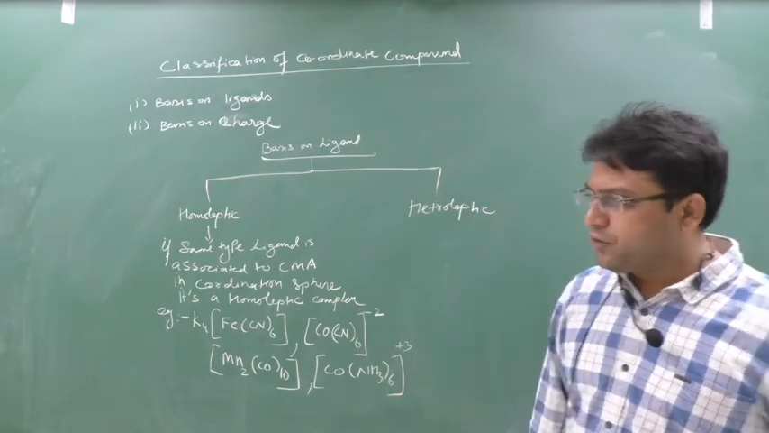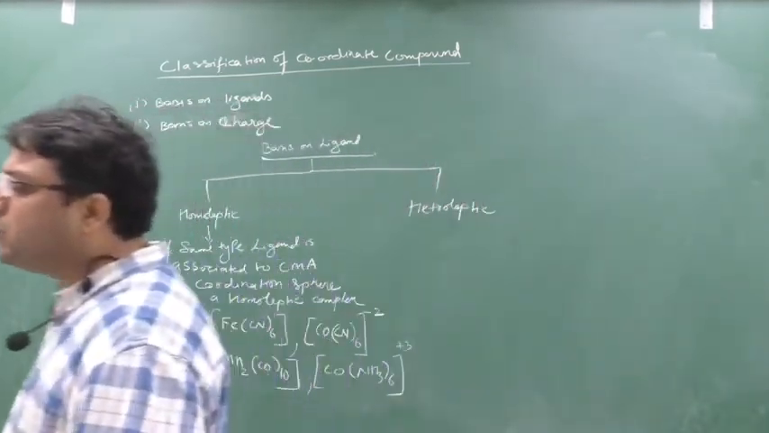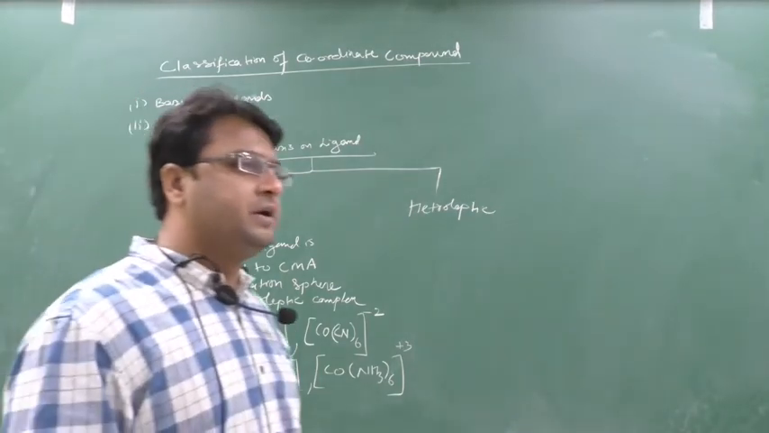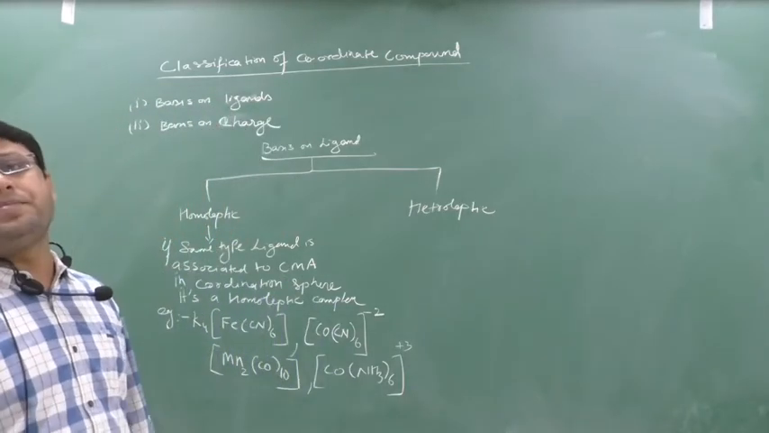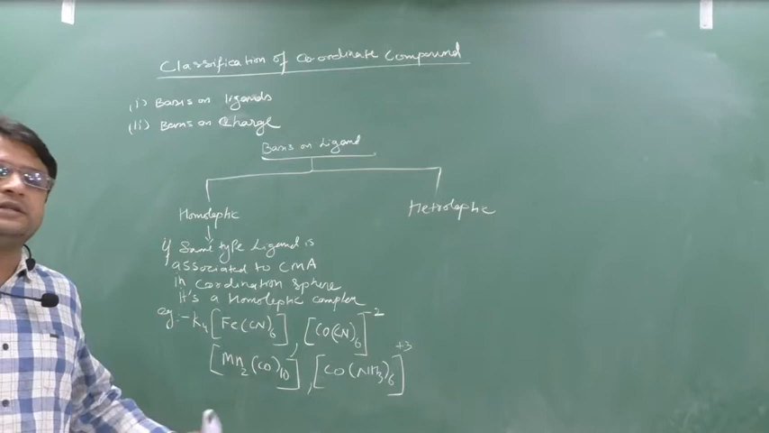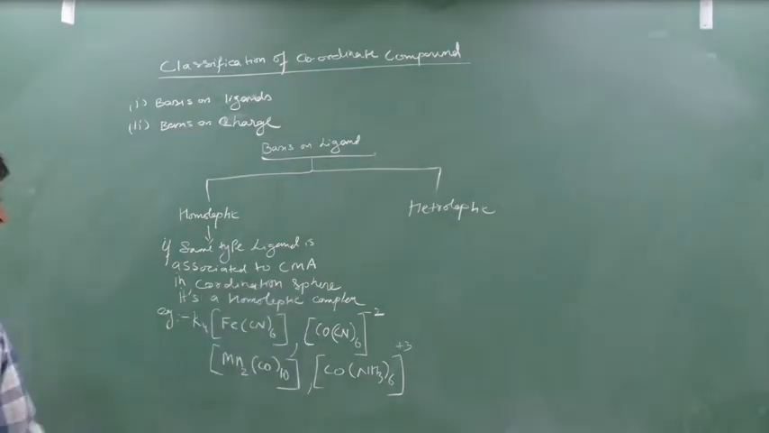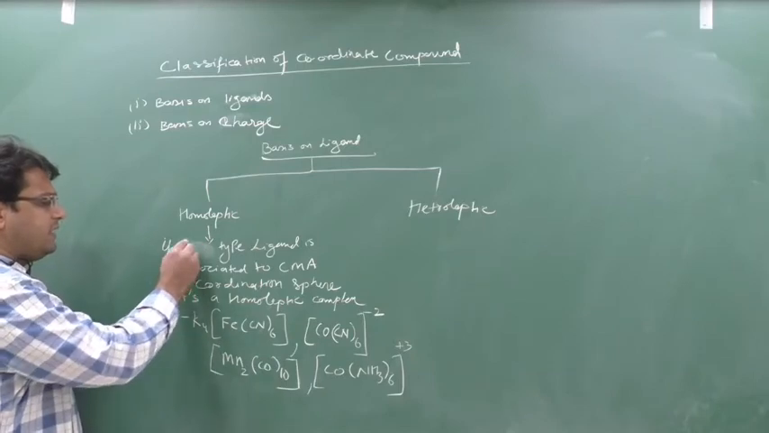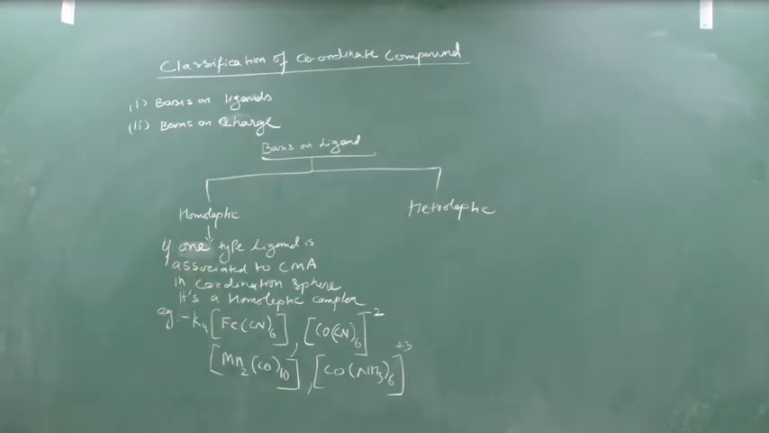So this type of complex formed, we say is a homoleptic complex. A homoleptic coordination compound or homoleptic complex compound is one in which the same type of ligand, or only one type of ligand, is associated to the central metal atom. One type only. Same type or one type. You can read the definition from a textbook. This definition will be in your own understanding.